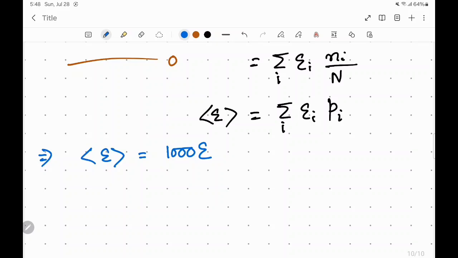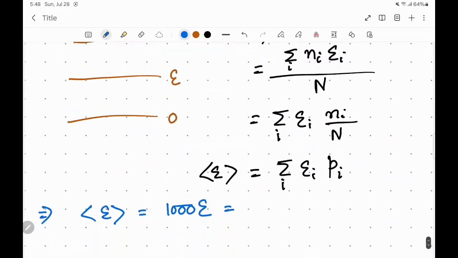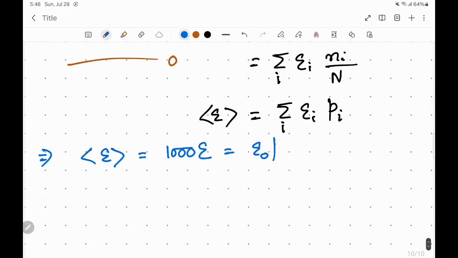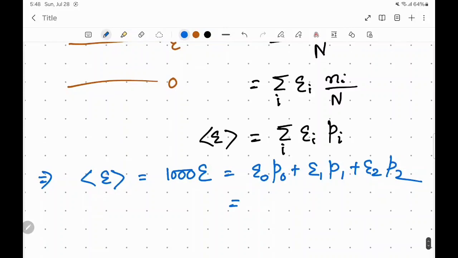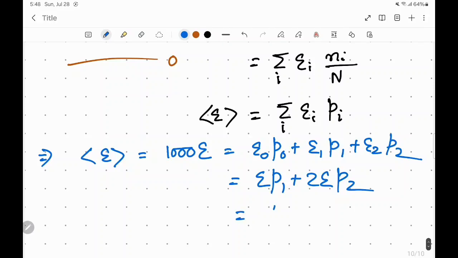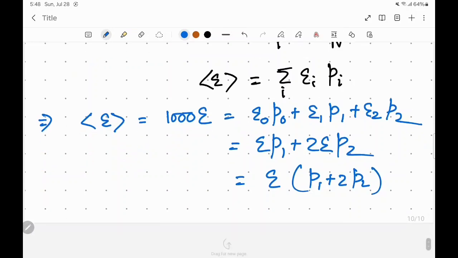So now, if you use this formula, how can you write? How many energy levels are there? 3 energy levels. So it will be epsilon 0 P0, epsilon 1 P1, epsilon 2 P2. Now epsilon 0 is 0, so that will not contribute. Epsilon 1 is epsilon, so this is epsilon into P1 plus 2 epsilon into P2. So if you take epsilon common, it is P1 plus 2 P2.